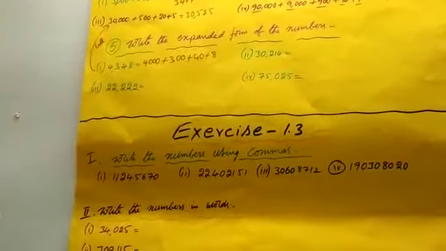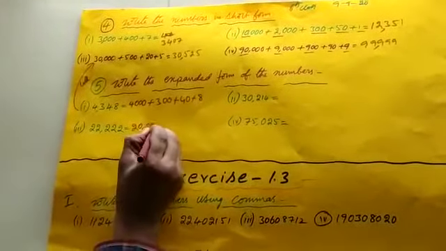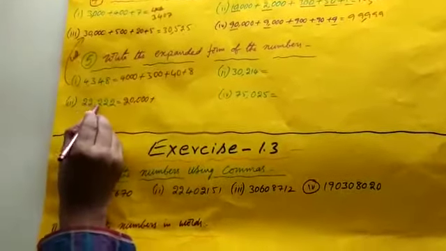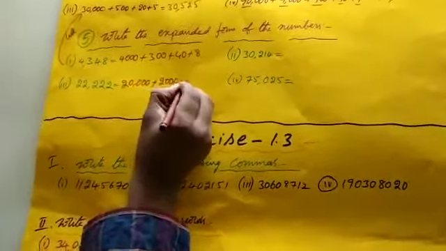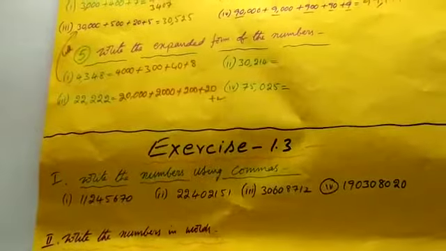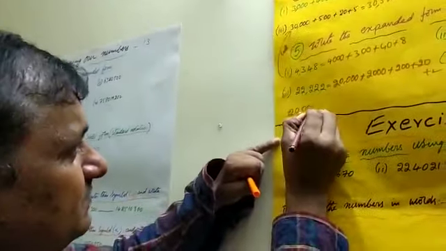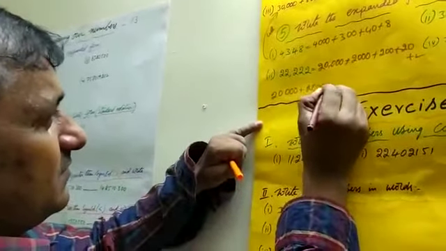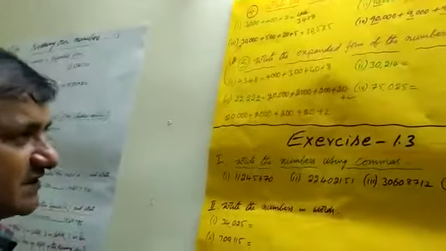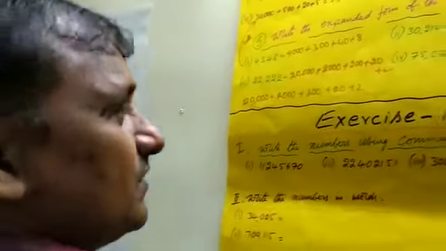Go to 22,222. First of all, you take 20,000. After that, 2,000. After 2, how many? 3 zeros. Plus 200, plus 20, plus 2. Like, you get confused. 20,000 plus 2,000 plus 200 plus 20 plus 2. This is like ones, tens, hundreds, thousands, ten thousands.